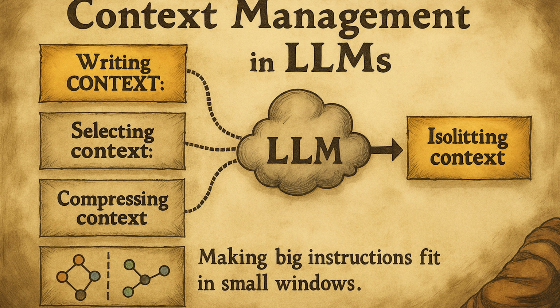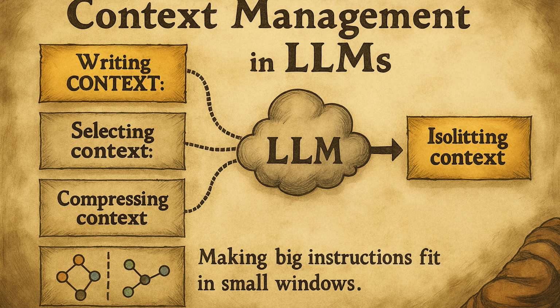Let's go a bit deeper. If you want to level up your context engineering skills, you should know these advanced techniques. Writing context, letting the model store and reference notes. Selecting context, pulling only the information that matters from a large database. Compressing context, making big instructions fit in a small window. Isolating context, splitting data across multiple agent systems. These techniques help you build scalable AI apps that are more than just demos, they are production-ready systems.